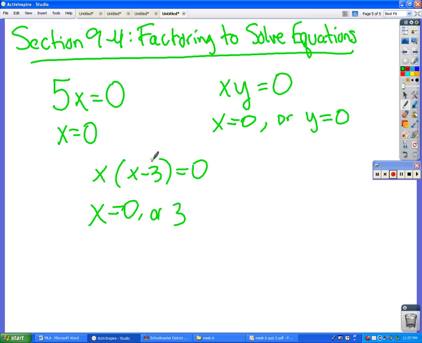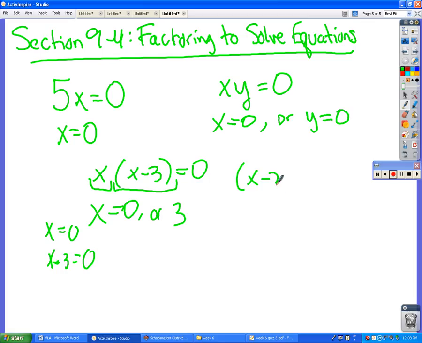So basically what we did there is I said, since these 2 things multiply together to equal 0, either x has to be 0 or x minus 3 equals 0. And x equals 0 is already solved. To solve x minus 3 equals 0, I just add 3 to both sides and get x equals 3. Okay? All right, you guys think you're so smart?